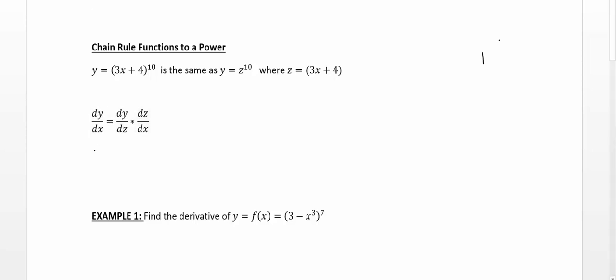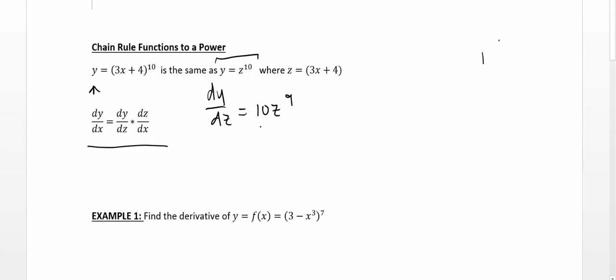Remember from before that if we want the derivative of y with respect to x, the original derivative, we can take the derivative of y with respect to z times the derivative of z with respect to x. So let's find each of those pieces. The derivative of y with respect to z means we're looking at the function where y is our dependent variable and z is our independent variable. When we take that derivative, we use our power rule and we get 10z to the 9th.